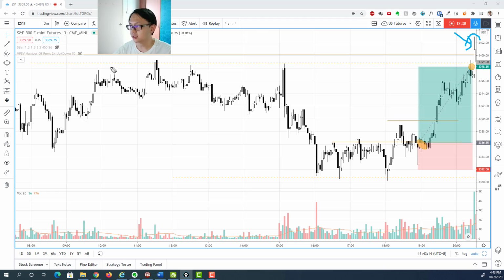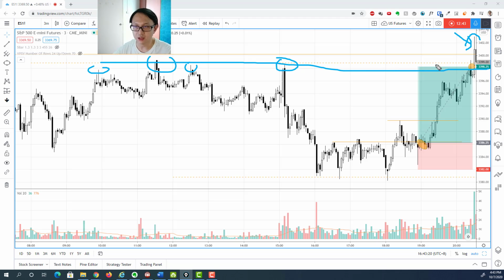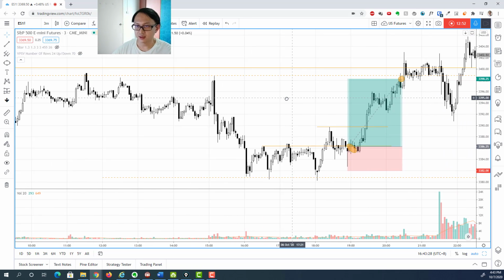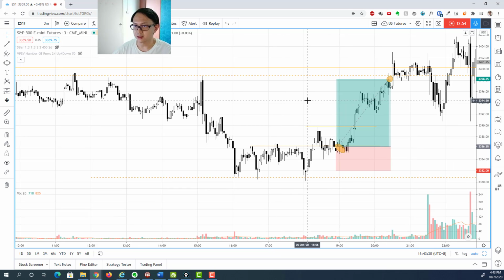But for me, I think we have seen quite a few touches at that level, so I just close out right at the level there, and with a reward to risk ratio, I'm very satisfied. Okay, so that actually happened during the London session.